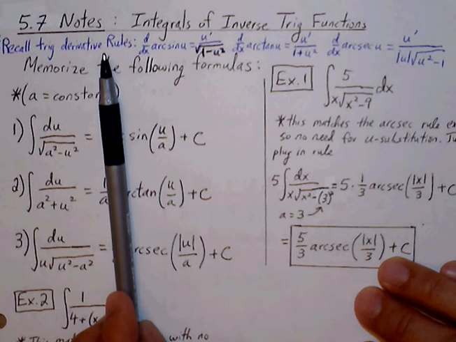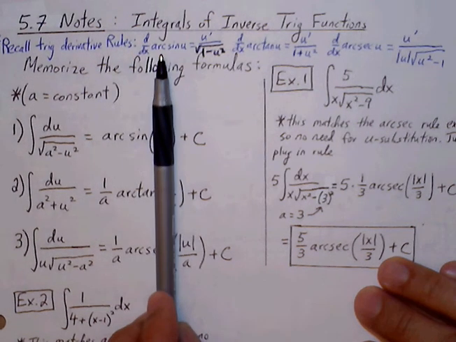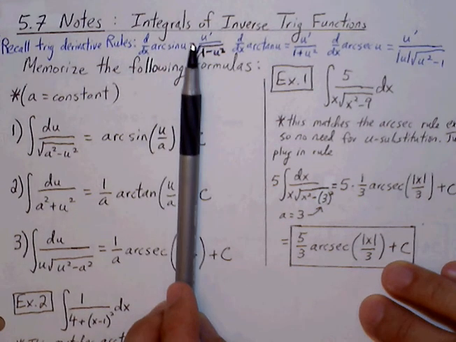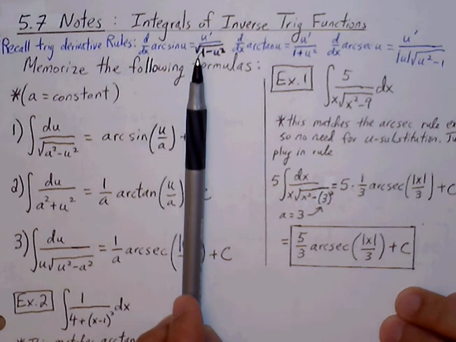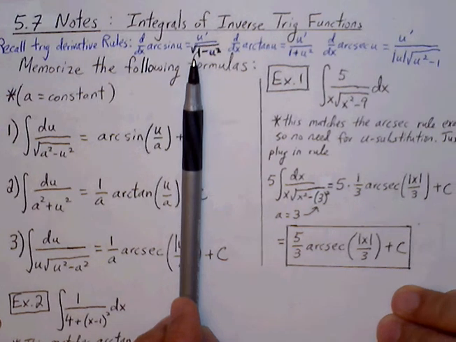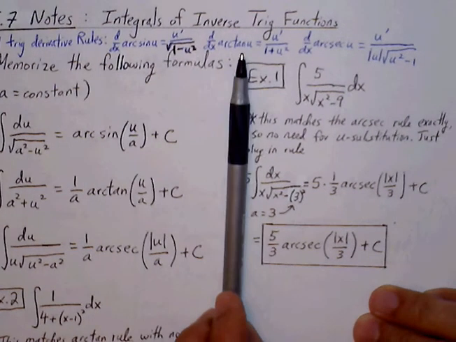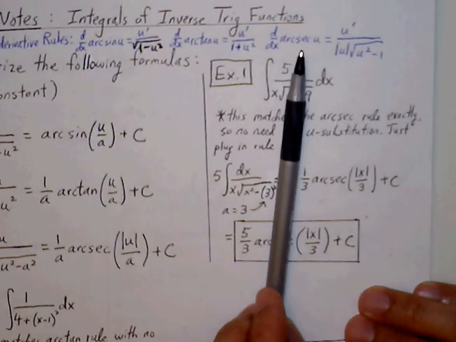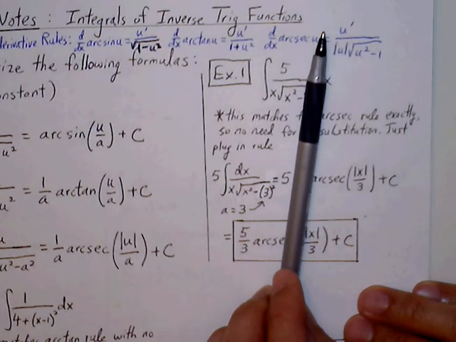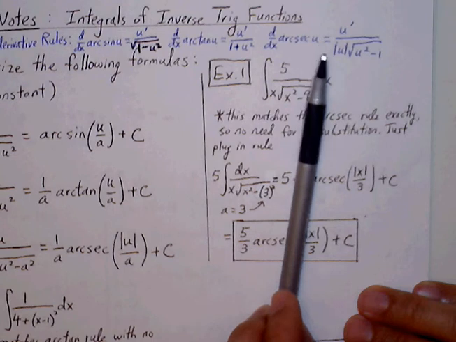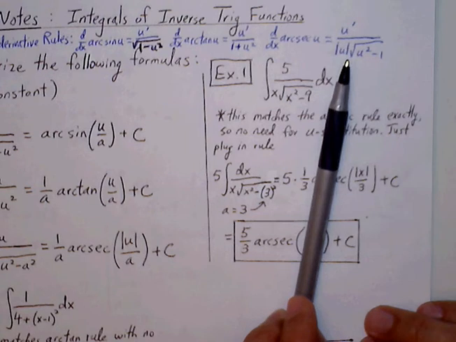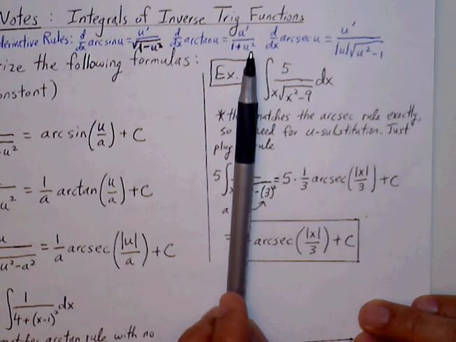derivative rules. We know that inverse sine or arcsine's derivative is u prime over square root of 1 minus u squared. The derivative for arctangent is u prime over 1 plus u squared. And the derivative for arcsecant is u prime over the absolute value of u times the square root of u squared minus 1.